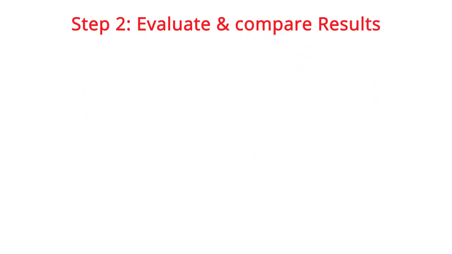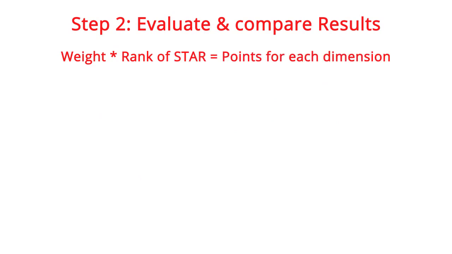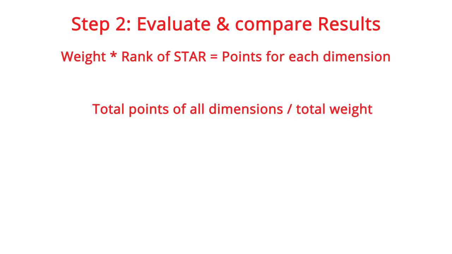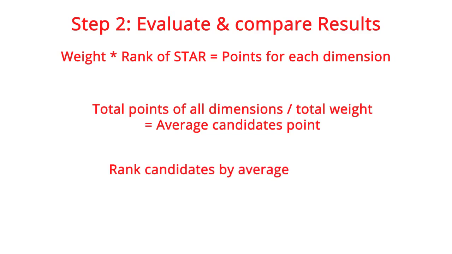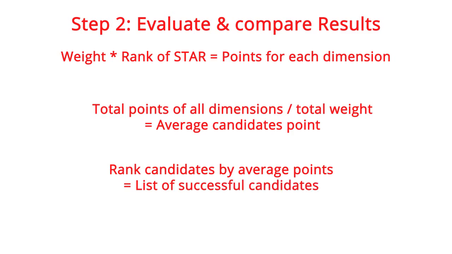To evaluate and compare results, the first thing we do is take the weight, which is the score of the candidate, and multiply it by the rank of the star to get the points for each dimension. Next, we divide the total points of all the dimensions by the total weight, and this will give us the candidate's average points. And then lastly, we rank the candidates by average points to get the list of successful candidates. Now let's go on to see how we make our decision.